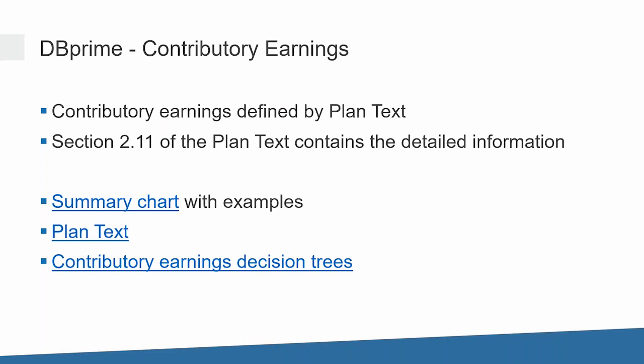The CAT website has various helpful tools, such as the plan text and materials in the employer manual, which includes a contributory earnings summary chart and decision trees to help you determine whether a particular type of earnings should be pensionable. These can be accessed by hyperlinks embedded in this slide in the PDF of today's webinar that you can download from the website, or you can browse through the online employer manual.